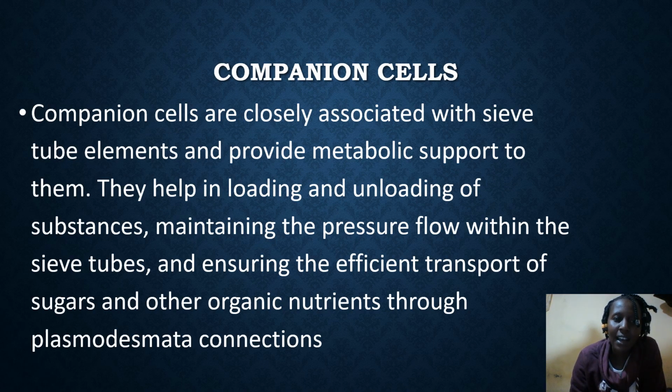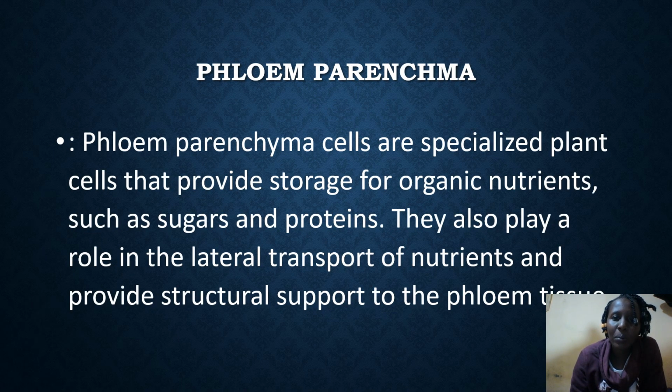Companion cells are closely associated with sieve tube elements and provide metabolic support to them. They help in loading and unloading of substances, maintaining pressure flow within the sieve tube, and ensuring the efficient transport of sugars and other organic nutrients throughout the plant through plasmodesmata.